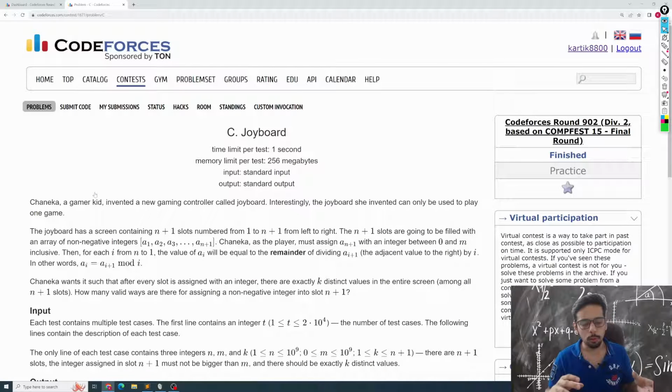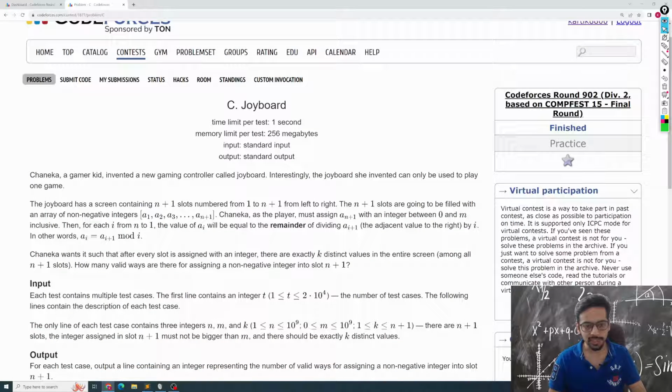So this is one of the problems I really enjoyed solving in this contest. Now the problem says there is an array of size n plus 1. The n plus 1th element is something that we have to select, and this n plus 1th element will be an integer between 0 and m. The rest of the remaining integers will get fixed after you select the n plus 1th element.